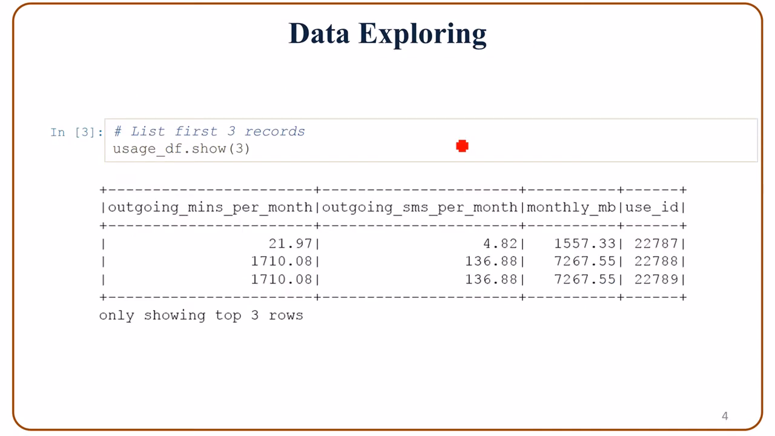Now for data exploring, if you want to show a few records from a data frame, then use the show method on the data frame. Give it a number telling how many records you want to read. Then the data frame would be printed for those records in the tabular format like this.